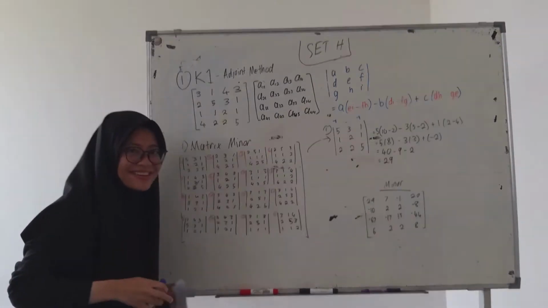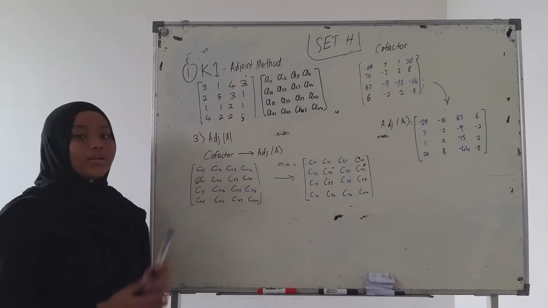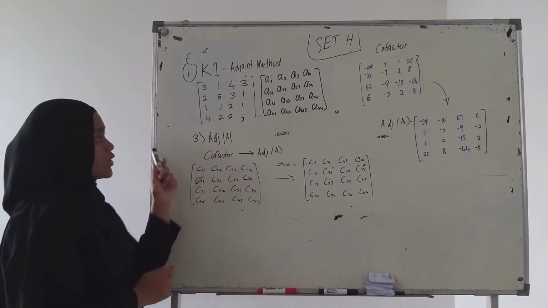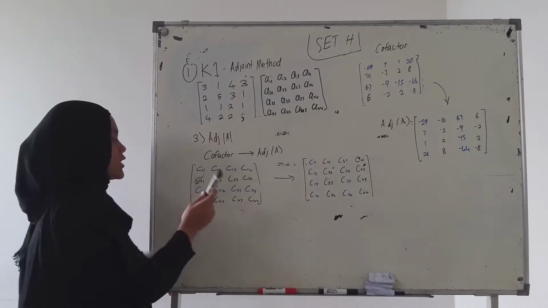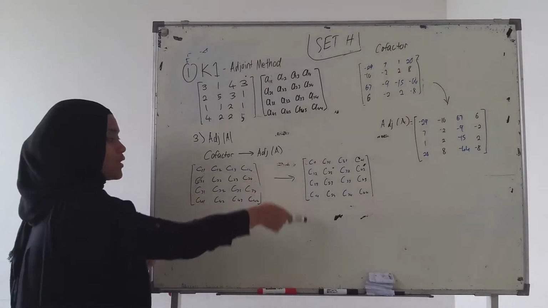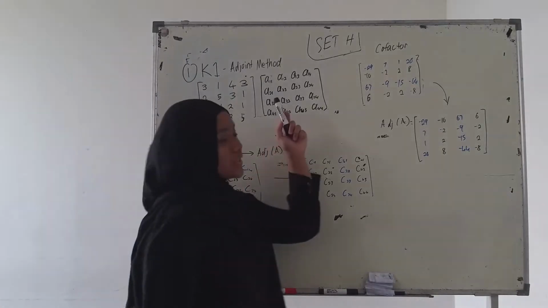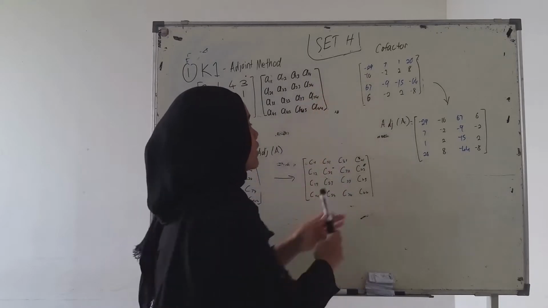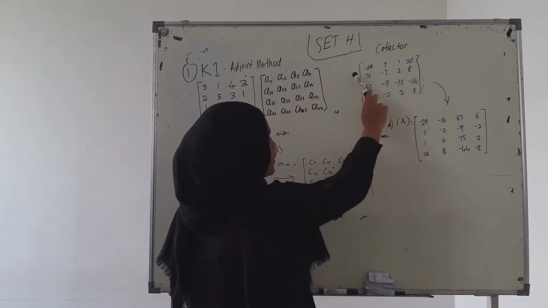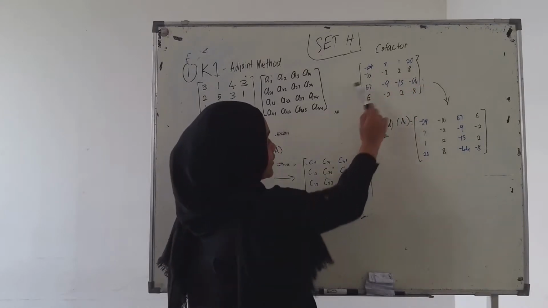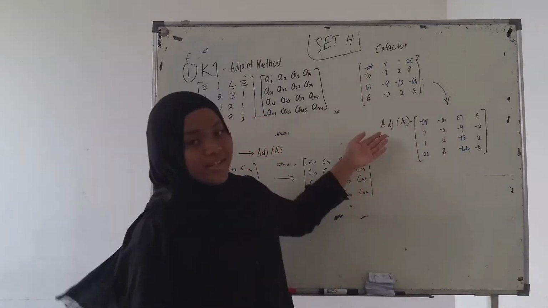Thank you. For the next step, we will be finding the adjoint A. In order to find the adjoint A, we first need to use the cofactor that we found earlier. Then we change the first row into the first column, the second row into the second column, and so on. Based on the cofactor that we found earlier, we simply change the first row into the first column, second row into second column, third row into third column, and fourth row into fourth column. Then we get the adjoint A.